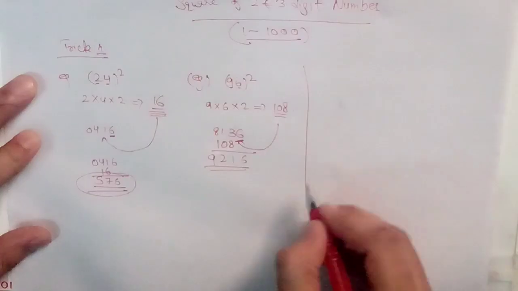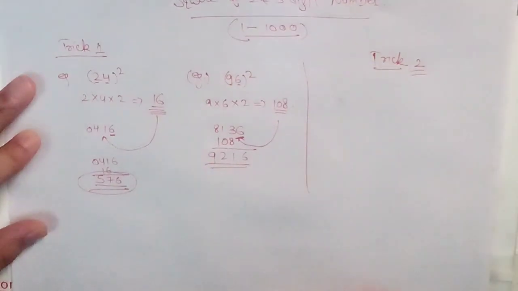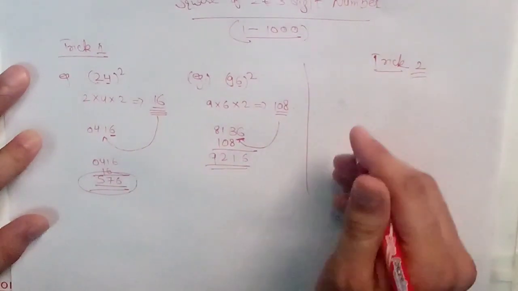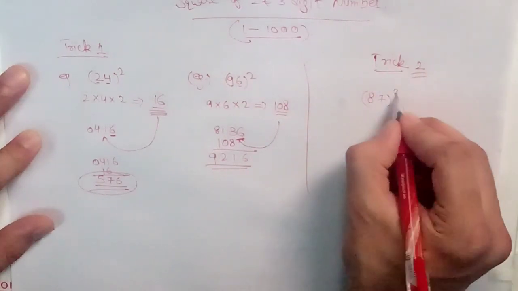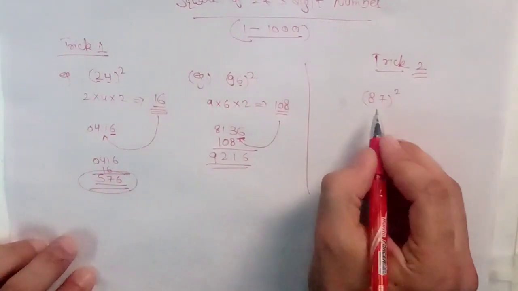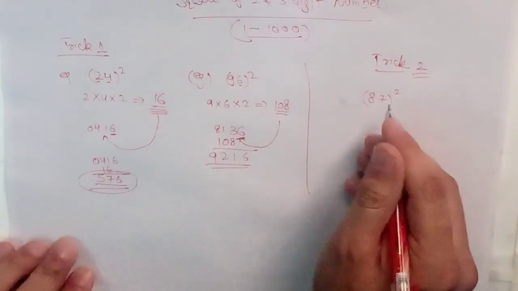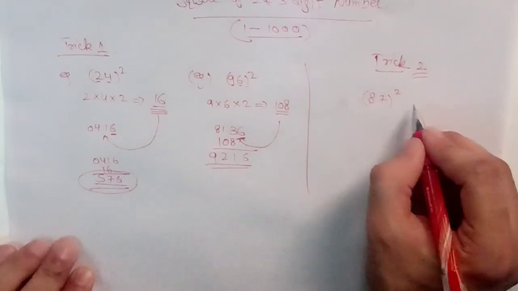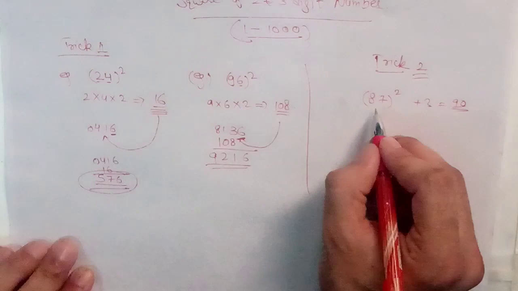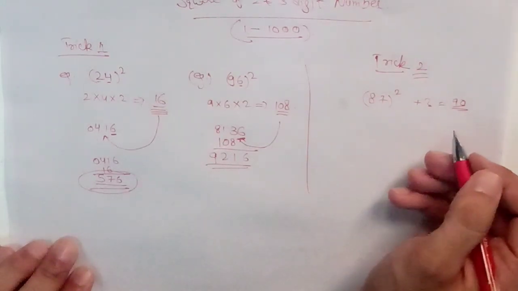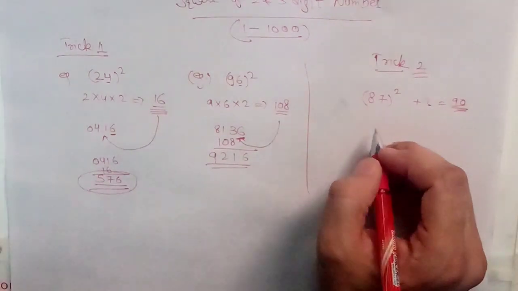Okay, now we have the second trick to calculate the square of a two-digit number. Let's suppose we have 87. So now we need to calculate the square of this. We need to find the nearest round number. Okay, for example, if you add 3 you will get 90. You need to find such a number so that this will become close to a multiple of ten, which is 90.